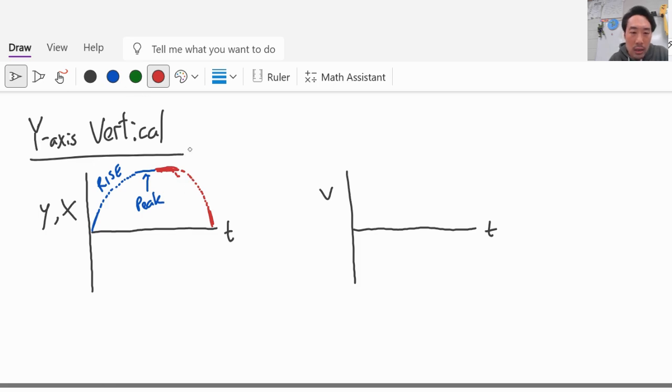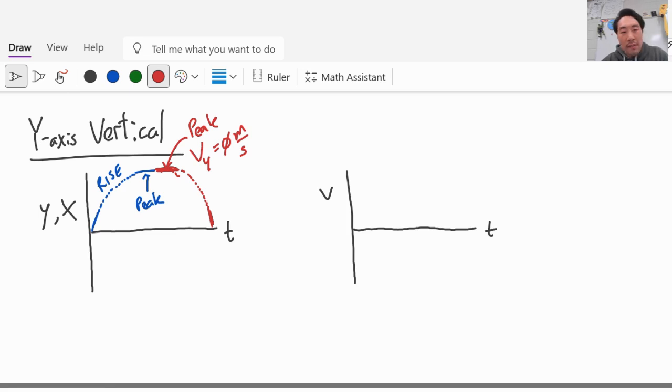So we can see here that at the peak, the velocity is 0. Let's say Vy will be 0. And this is going to be true for all the cases: at the peak, the velocity is 0. Now, we've done many problems like this where we analyze the motion of these graphs.